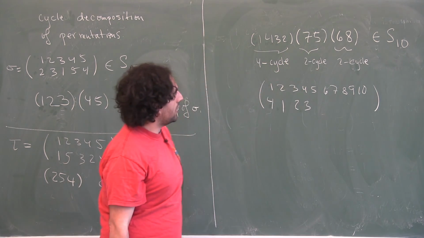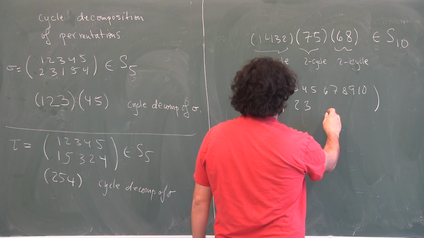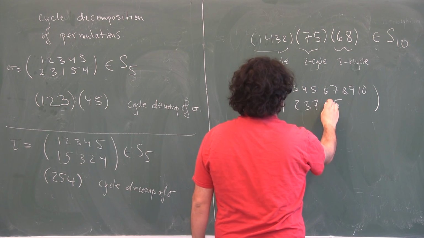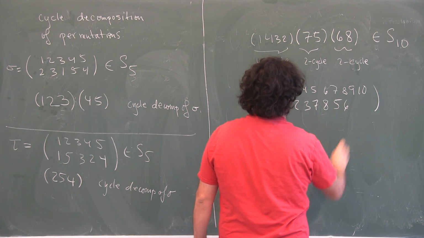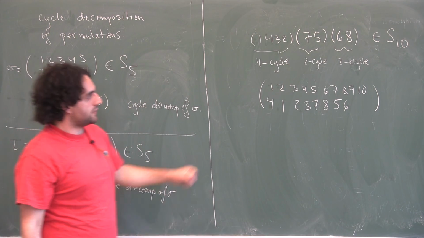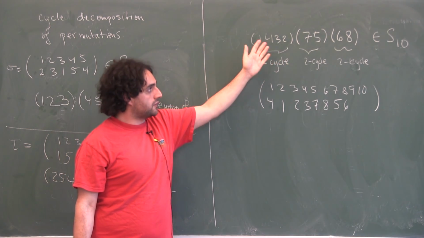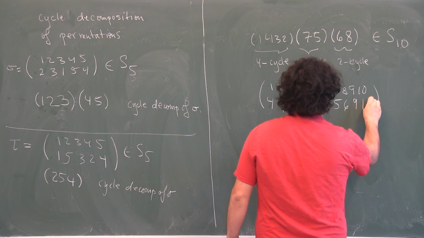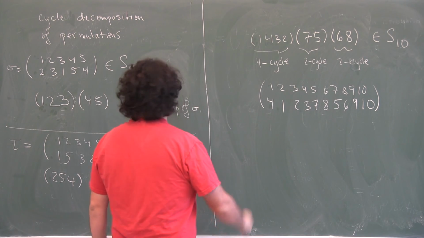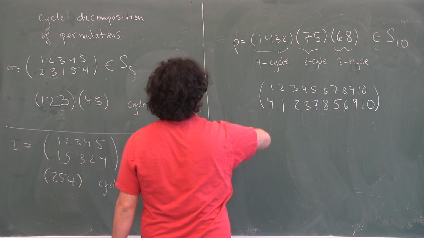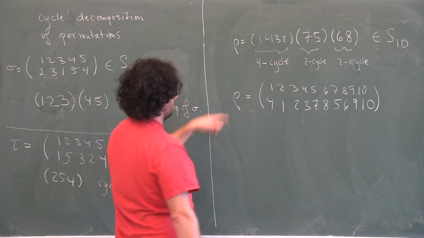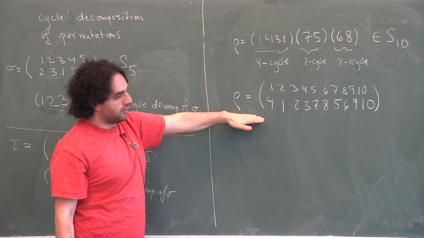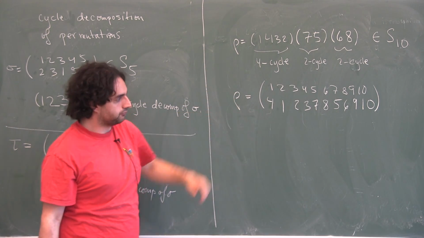Now this first 2 cycle is telling me that 7 maps to 5 and that 5 maps to 7. And similarly, the other 2 cycle is telling me that 6 maps to 8 and that 8 maps to 6. And finally, the fact that 9 and 10 don't appear in these cycles is telling me that 9 maps to 9 and 10 maps to 10. So if we call this maybe rho, then rho is, this is the cycle way, and this is the other way of writing rho.